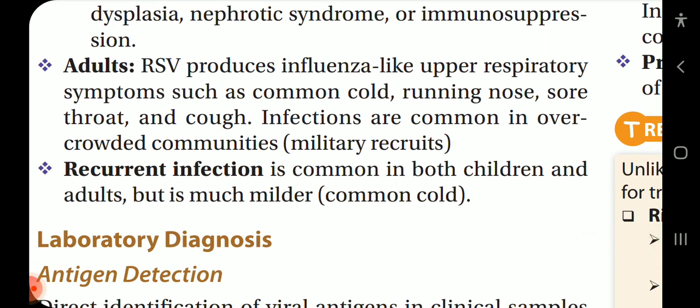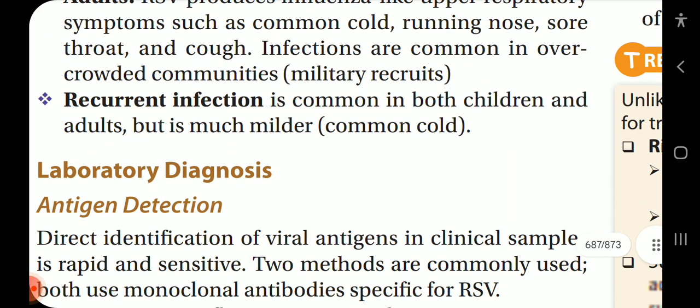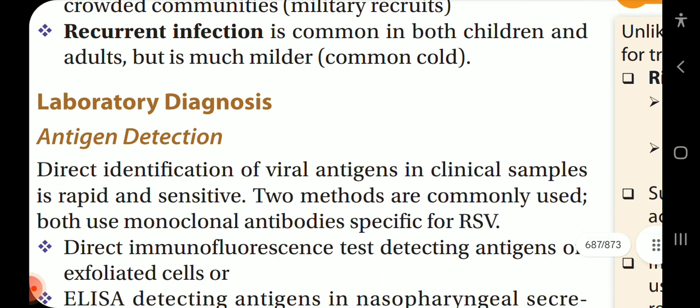Adults: RSV produces influenza-like upper respiratory symptoms such as common cold, running nose, sore throat, and cough. Infections are common in overcrowded communities and military recruits. Recurrent infection is common in both children and adults but much milder, like the common cold.